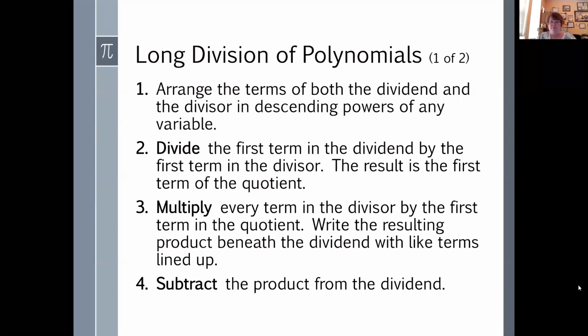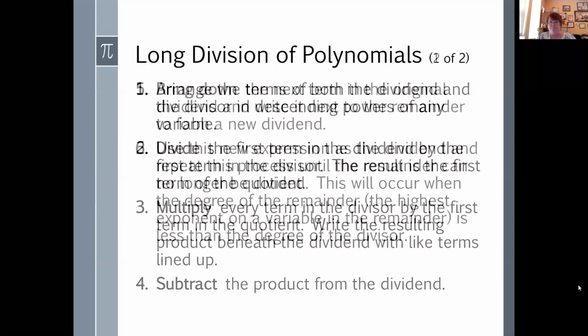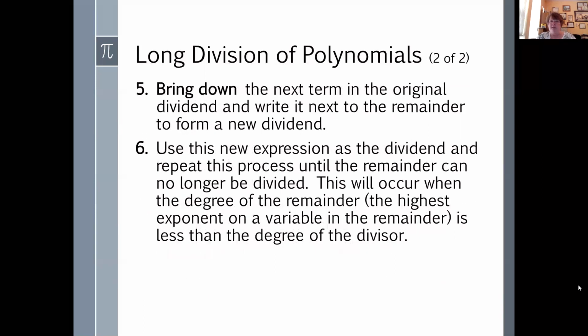Subtract the product from the dividend. Bring down the next term in the original dividend and write it next to the remainder to form a new dividend. Use this expression as the dividend and repeat the process until the remainder can no longer be divided. This will occur when the degree of the remainder, the highest exponent on a variable in the remainder, is less than the degree of the divisor.